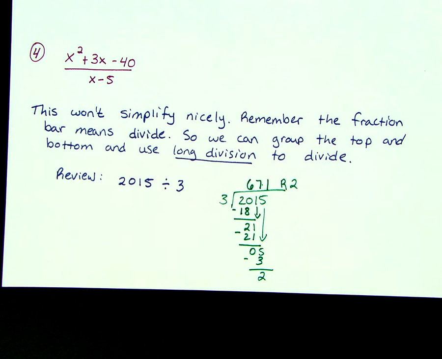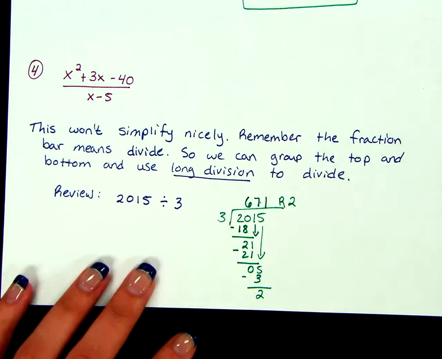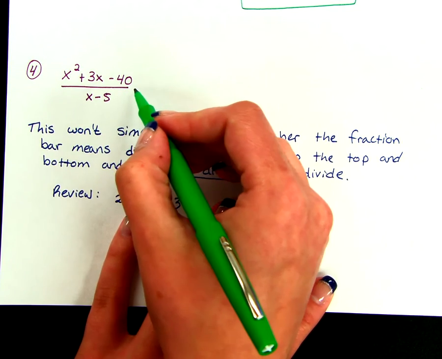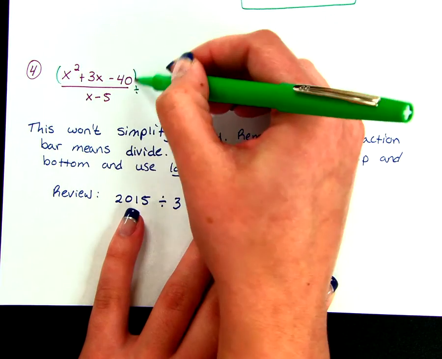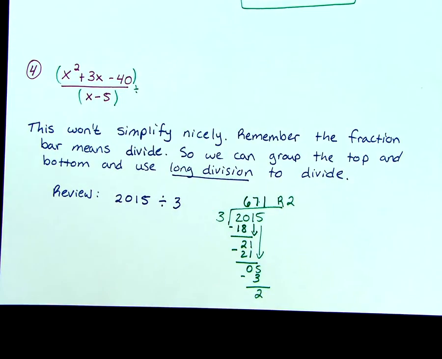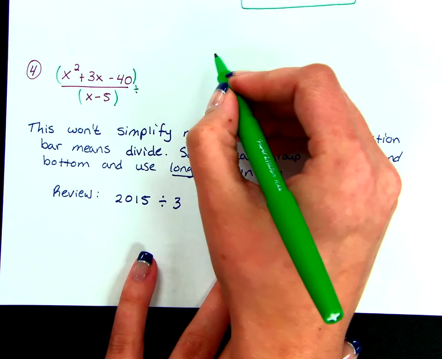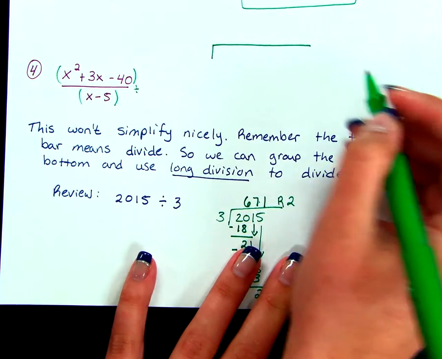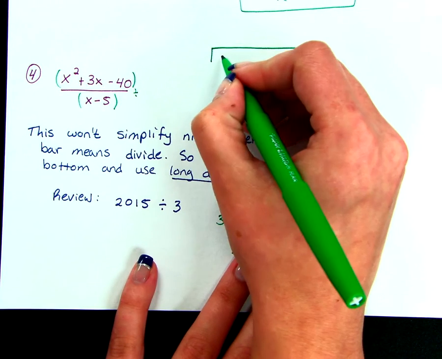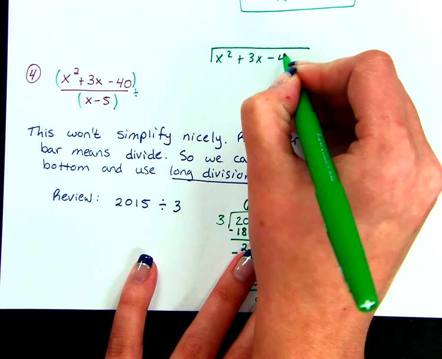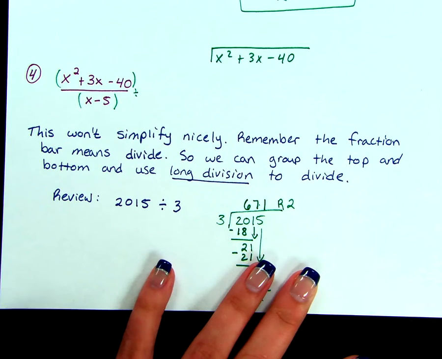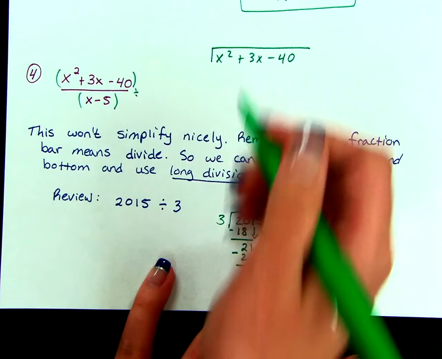So we're going to apply that same concept to our polynomials. So again, remember that our fraction bar is the divide, and that it's really grouping the top term and the denominator together. So when we rewrite this using our division symbols, the top part, so the x squared plus 3x minus 40, goes inside, and then our divisor goes on the outside.